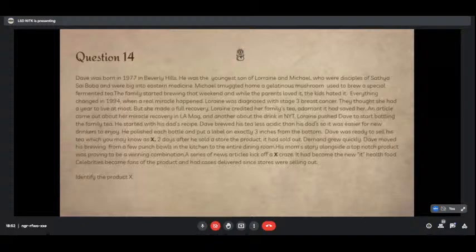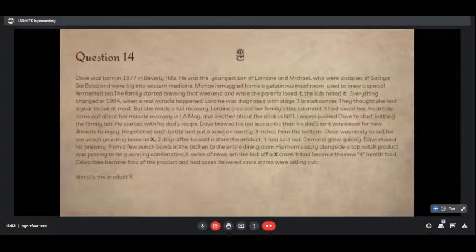And in 1994, when a real miracle happened, Lorraine was diagnosed with cancer, and they didn't expect her to live for long. She made a full recovery, and she credited this recovery to her family's tea, saying that it is what saved her. Following which, Lorraine pushed Dave to start bottling this family tea, and he began with his dad's recipes. When he was ready to sell it, which is what we know it as, it was called X, which got sold out in 2 days after it being put up on the store.